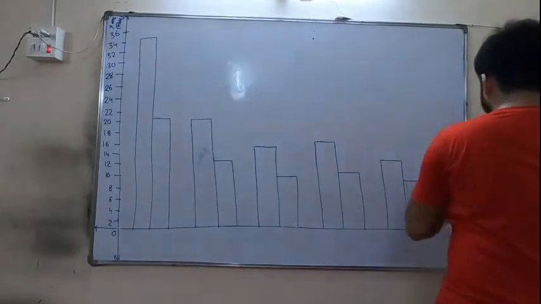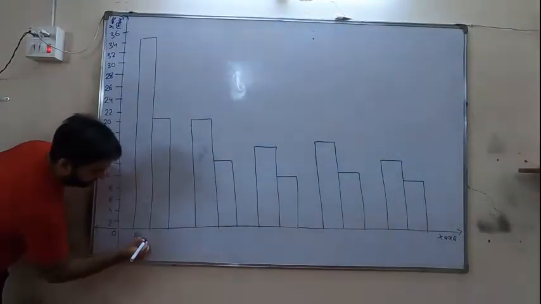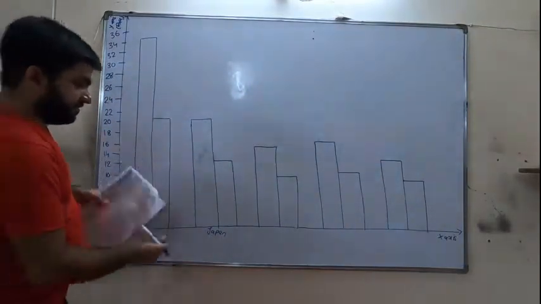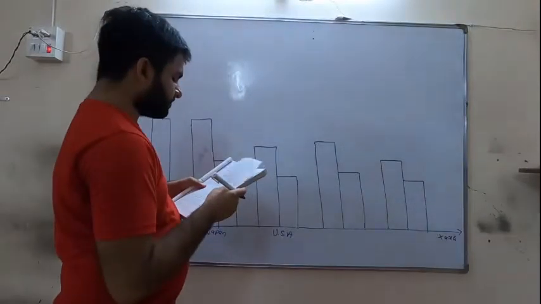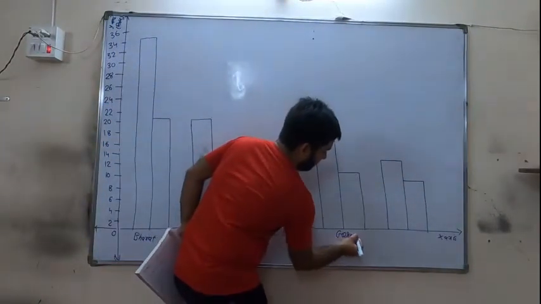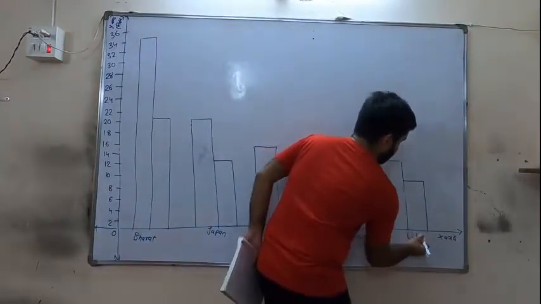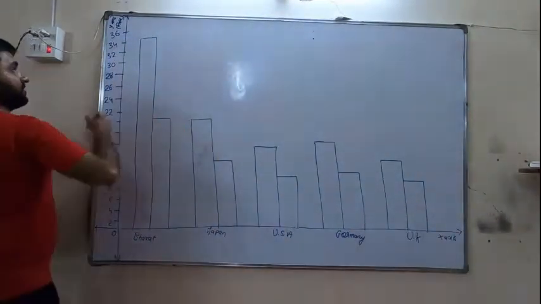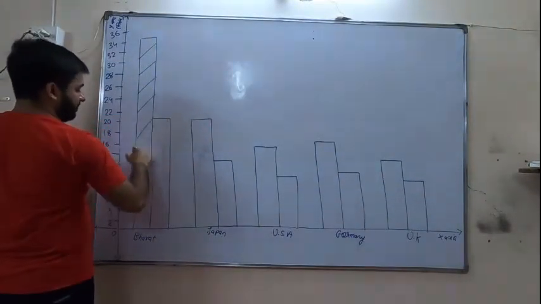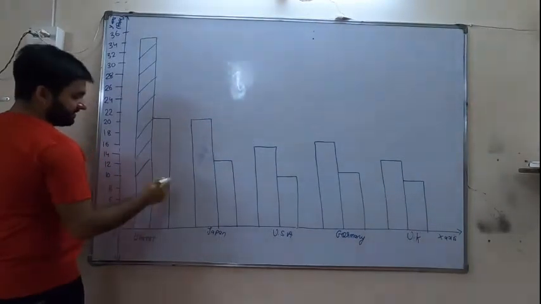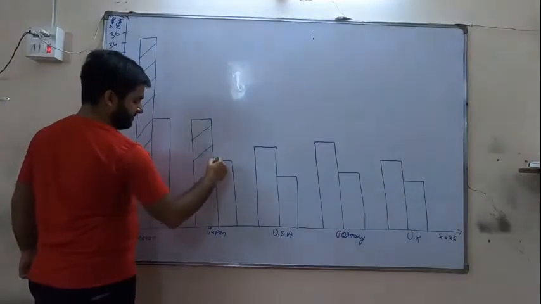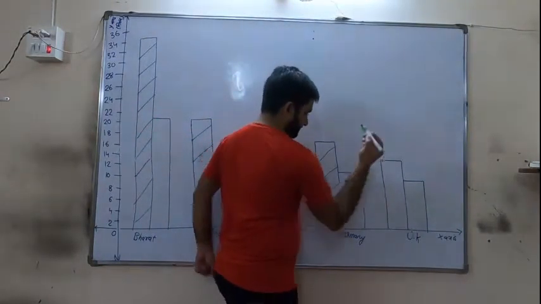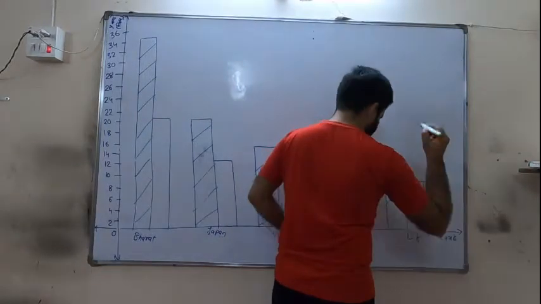Now I will write the names of countries. Bharat, Japan, USA, Germany, UK. As you all know, when we are having multiple bar diagrams, always highlight the first bar of each. Don't sketch it only, just draw the lines. Okay, please don't sketch it, everyone. All the first bars.